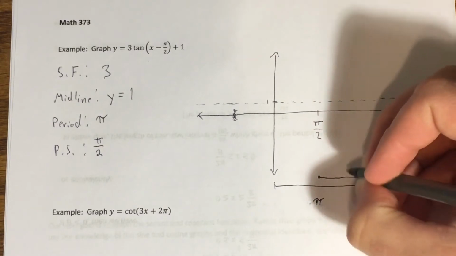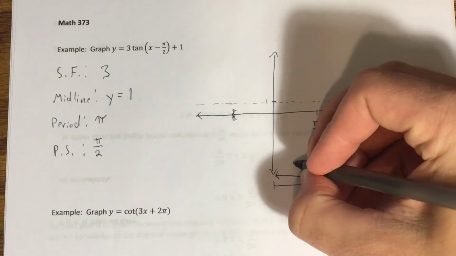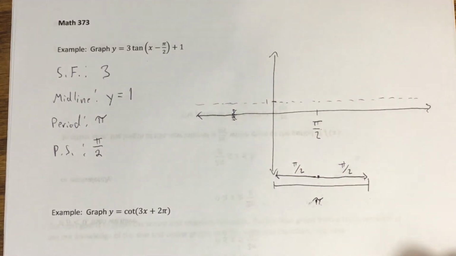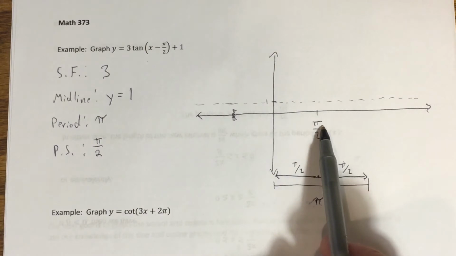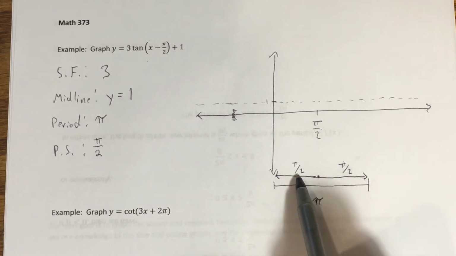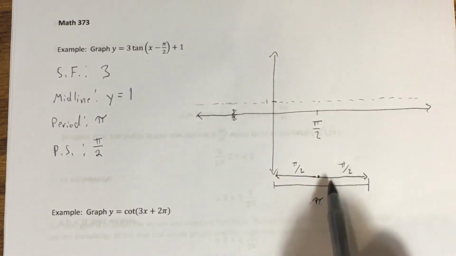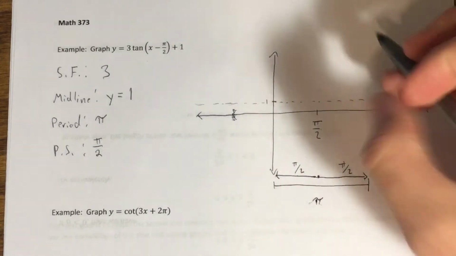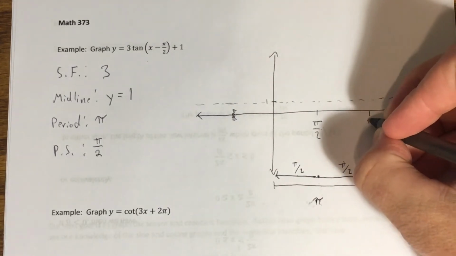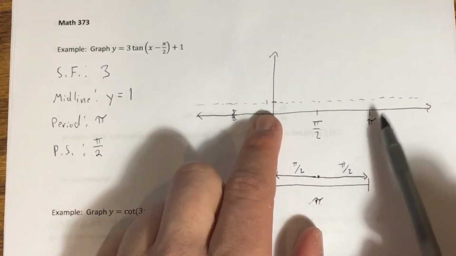So I'm going to be going pi over 2 units to the right, and pi over 2 units to the left to get those left and right endpoints. What's pi over 2 minus pi over 2? That would be 0. So the y-axis is going to be one of my vertical asymptotes. What's pi over 2 plus pi over 2? That's going to take me to pi. Okay? And then just like we did for the sinusoidal functions, this is my left and right endpoint.